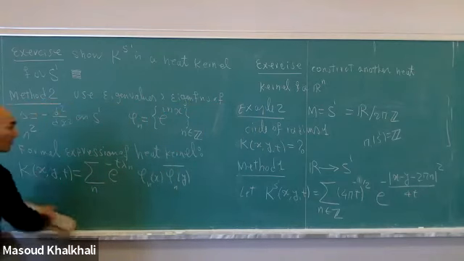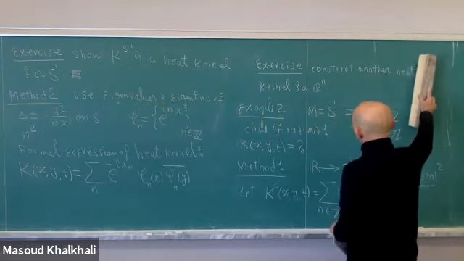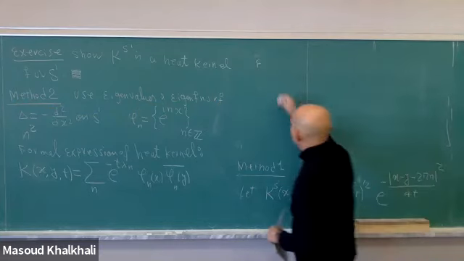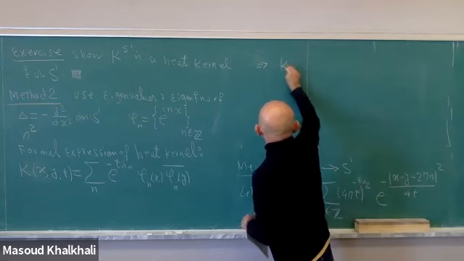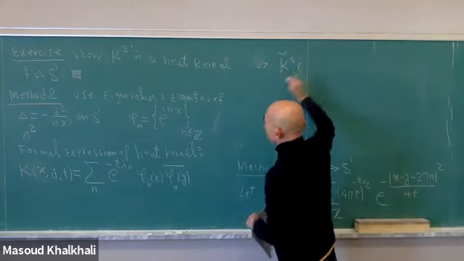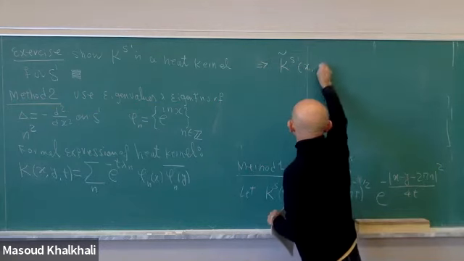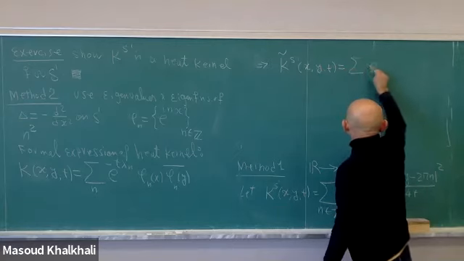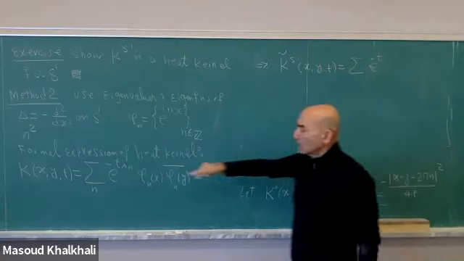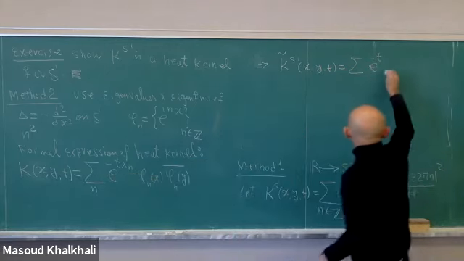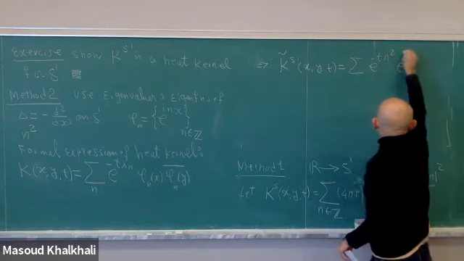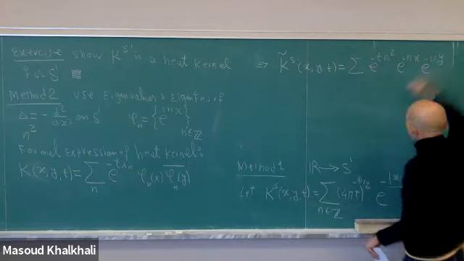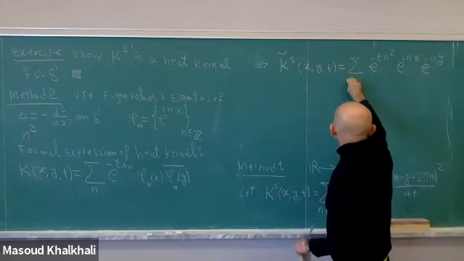So now, using this, I get a second formula, which is this. We get here K S1 tilde of x, y, t equal to the sum of exponential of minus t n squared, times e to the i n x, exponential of minus i n y, n belonging to Z.